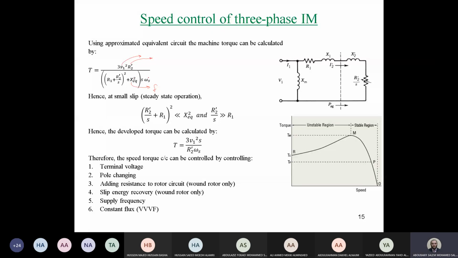Also, we have omega S. Omega S equals 4 pi F over number of poles. So by changing F we can change omega S, and also by changing the number of poles. Actually, there is a physical connection for the motor. We can change this physical connection based on some common terminals connected outside of the motor. We can change the number of poles and control the speed this way.